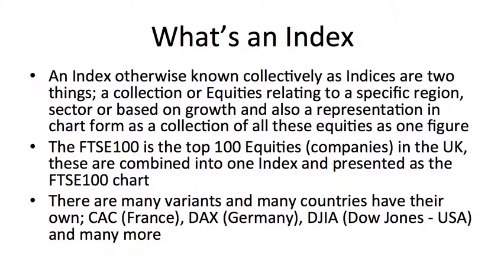And there are many variants of this. We see this all over the world. We have the CAC, the DAX, Dow Jones, and so on. The CAC is the French one, the DAX is the German, and the Dow Jones Industrial Average is in the USA. So there are many more, and each country has their own, much like the UK has variations and different reasons for equities to be in a certain index. And of course, they need not necessarily be equities that are in an index as well.